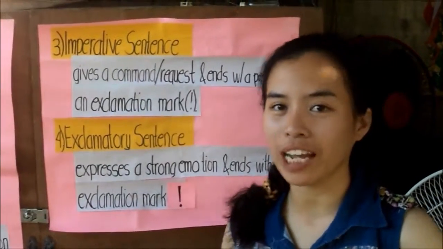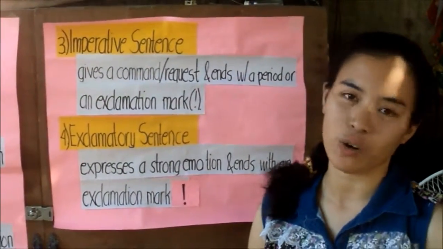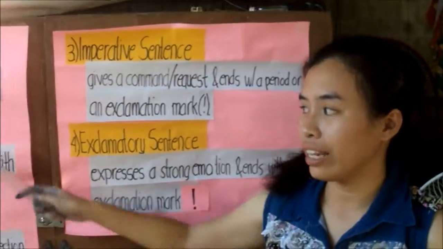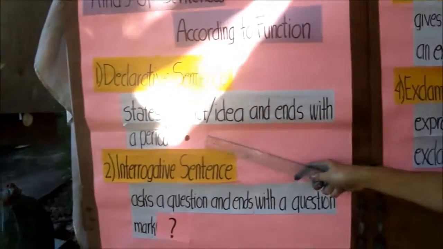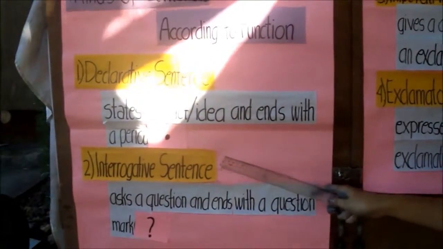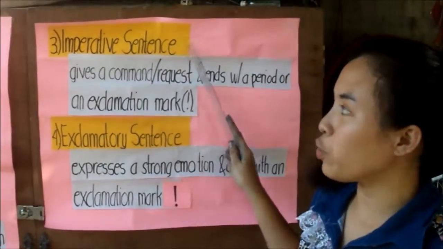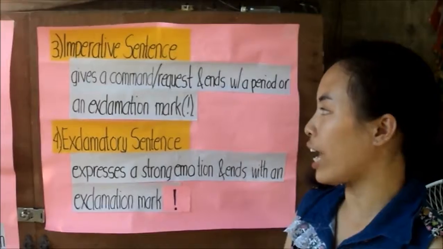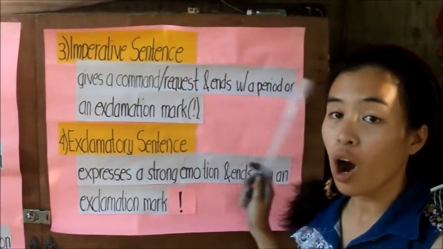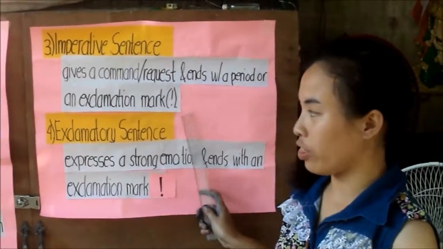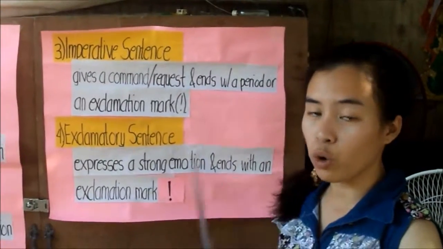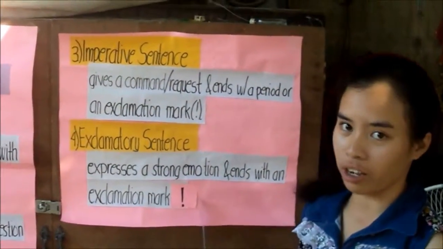So let's have a recap. The four kinds of sentences according to function. The first one, the declarative sentence, which ends with a period. The second one, the interrogative sentence, which ends with a question mark. The third one, the imperative sentence, which ends with an exclamation mark or a period. And the last one, the exclamatory sentence, which only ends with an exclamation mark.